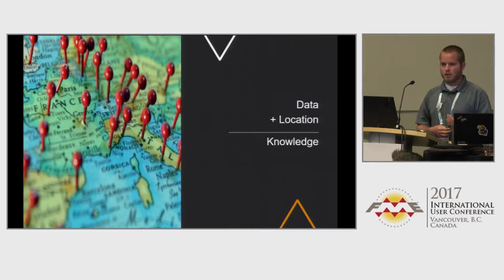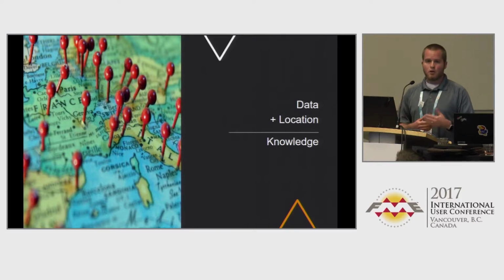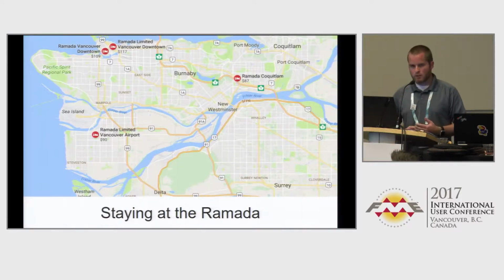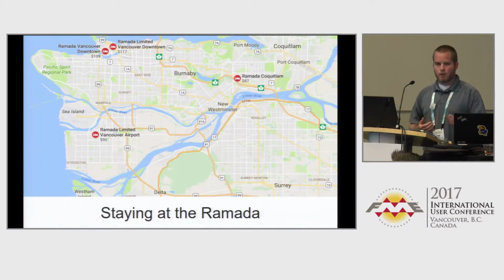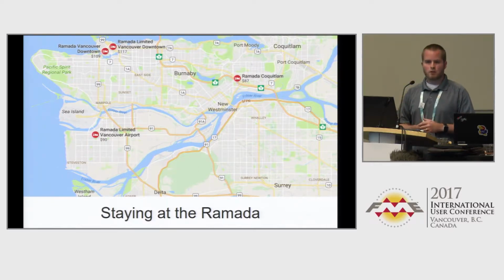So if you don't have the data, but you have a location, you may not have all the knowledge you need. If you have the data without a location, you're probably going to be missing a lot of information as well. A good example of this, say you have a friend or a colleague coming into town. For this case, we're going to use Vancouver since that's where we're all at. You say, hey, why don't you get a hotel room at the Ramada? They've got great rates, really close, it'd be perfect.